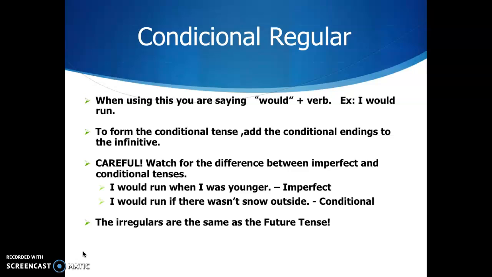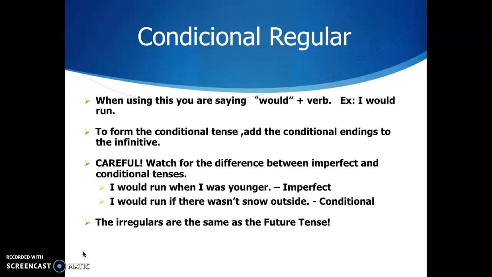So, for example, in the imperfect tense, we have I would run when I was younger, something that happened a lot. Also, no beginning, no end time as well. Versus the conditional tense, I would run if there wasn't snow outside. Okay, so you can see the possibility there. If there wasn't snow, I would run, but there is, so I might not do it. Okay? So that's where I want you guys to be careful between those two.